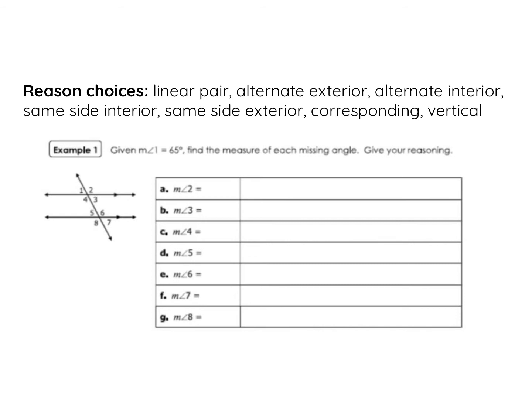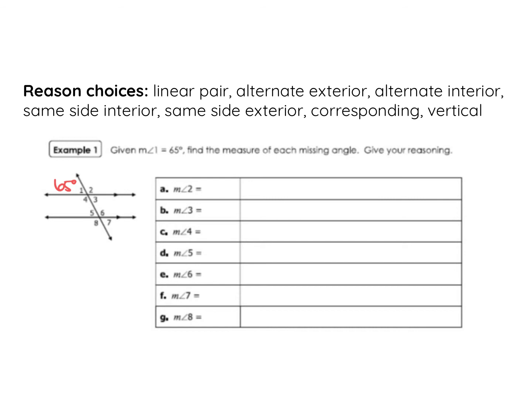All right, so let's look at this example here. It's telling us that angle 1 is 65 degrees. So I'm going to label that as 65 here. And then I want to find the rest of these. And I'm going to use my reasons, right? Because it says find the measure of each missing angle and give your reasoning. All these above here: linear pair, alternate exterior, alternate interior, same side exterior, corresponding, vertical. Those are my reasons for this.